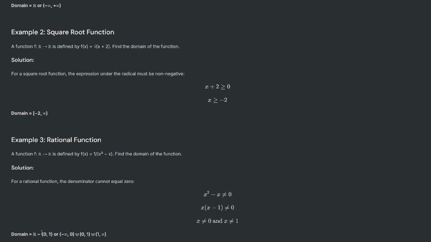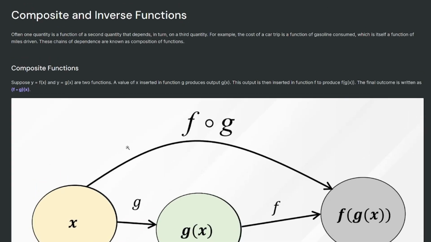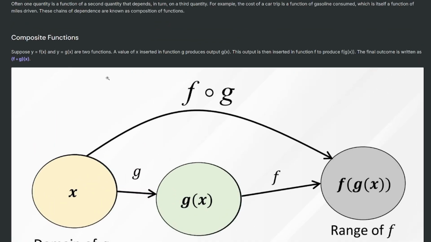So the domain could be all real numbers except 0 and 1, or in interval form we can write like this. Okay, let's talk about composite and inverse of the function. What is a composite function? A composite function means any two functions which are combined.